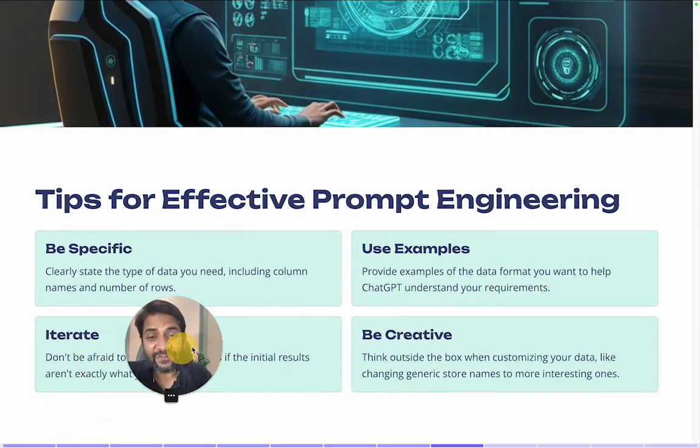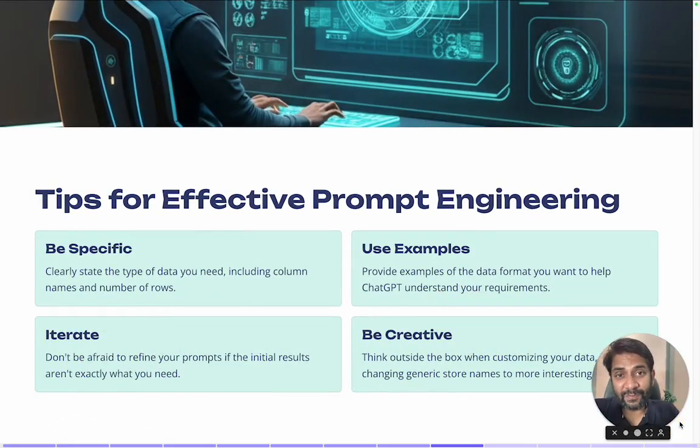So some effective prompting tips: you need to be specific. Clearly state the type of data you need, including column names and number of rows. Do not be afraid to refine your prompts if the initial results are not exactly how you need. Use examples, provide examples of the data format you want to help ChatGPT to understand your requirements, and be creative. Think outside the box when customizing your data, changing generic store names to more interesting, or changing employee names to something more realistic, and so on. And that's how you end up creating data sets for your practice skills.